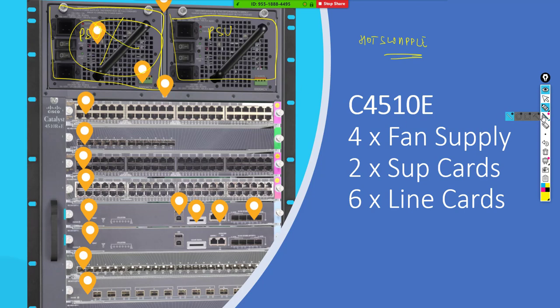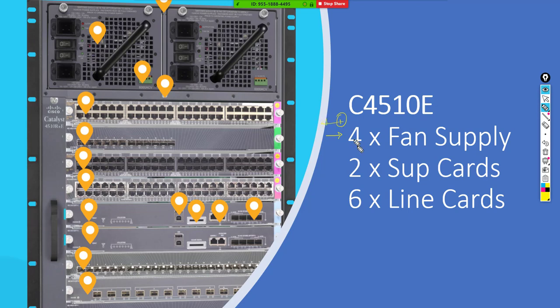Okay. And what else can we see here? I have written some points here. We have a total of 4 fan supplies. If one goes down, we still have 3. And even if that one goes down, they are hot swappable. An engineer can come, remove it, and plug in the new one. It has 2 sup engines. Sup engines are also called supervisor engines.